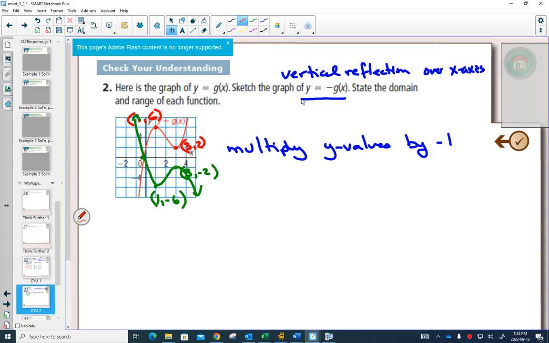Again, this one asks for the domain and range of each one. In your textbook, if the graph hits the end, they mean that there's arrowheads going on there to continue forever. And if it does continue forever, then your domain is everything. And it goes up and down forever. Your range is everything. Same thing for the green graph.